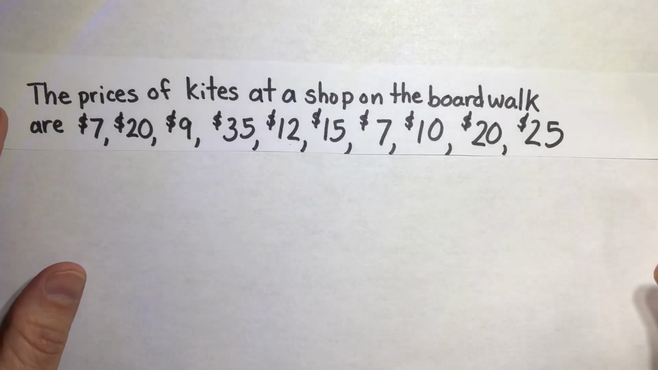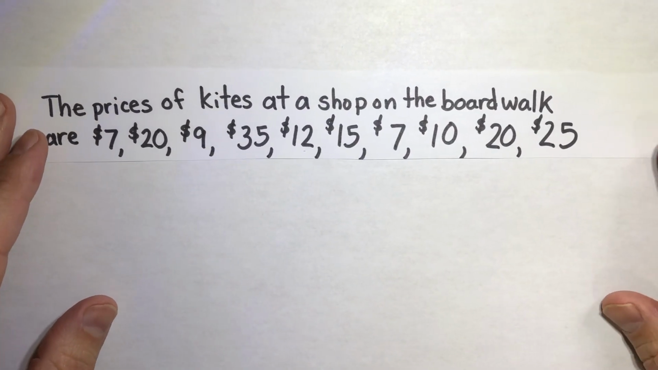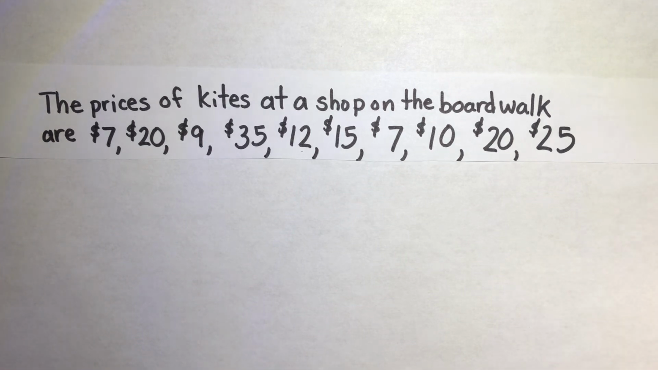So here's a real life scenario. Let's say you went down to the boardwalk and you found a store that was selling kites. To fly a kite on the beach would be something we'd all probably enjoy doing right now, in this situation. But let's look, the prices vary pretty significantly. But pretty significantly isn't a math term. We want to be able to have a numerical value to indicate how much they're spread out.